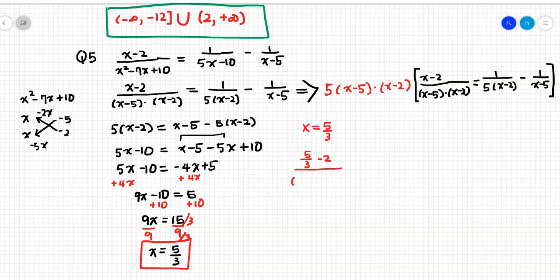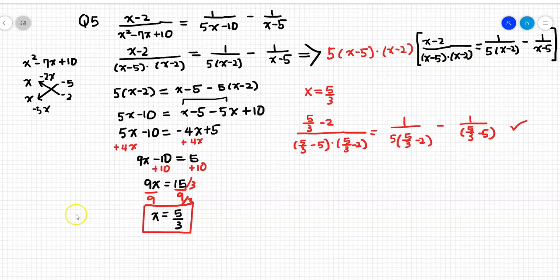The 5/3 - 5, and the 5/3 - 2, and 1 over 5 times (5/3 - 2) minus 1 over (5/3 - 5). So if you actually plug this in and evaluate this, you will get that left is equal to right.